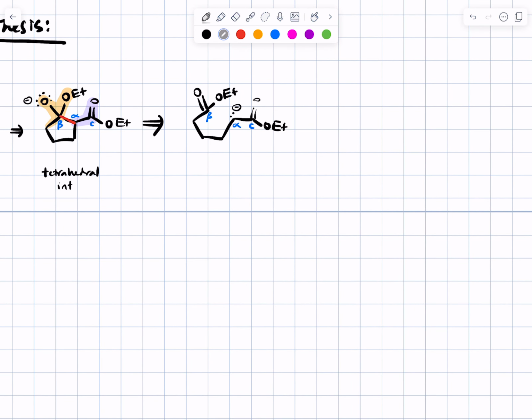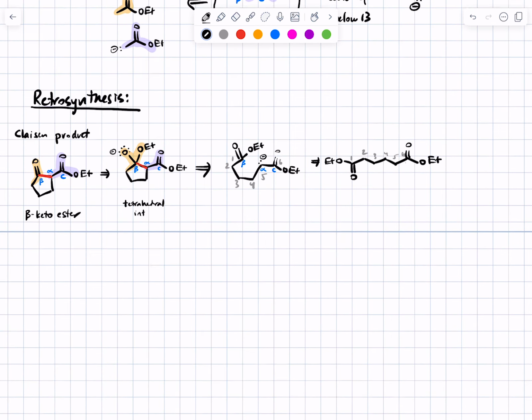And at this stage, if I want, I can start counting carbons to make sure I get the length of the chain right. Ultimately, this would have come from a 6-carbon chain with esters on carbons 1 and 6. Okay?